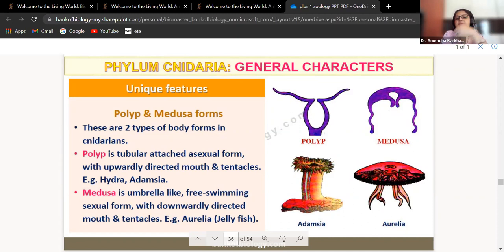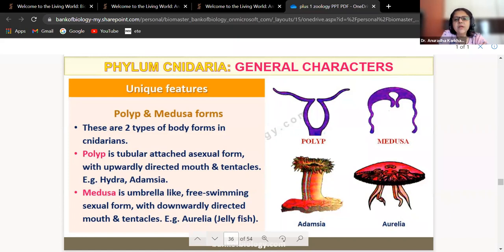Here you can see the difference. Example Aurelia, which is called jellyfish. Beta, this is not a fish at all, it is a cnidarian. Jellyfish is not a fish, so it is a misnomer. Calling it a fish is wrong, because when we study what a fish is later in this chapter, you will realize this is not a fish at all. But because it lives in water and can swim in water, it was given the name fish. But it is a wrong name. The accepted scientific name is Aurelia.